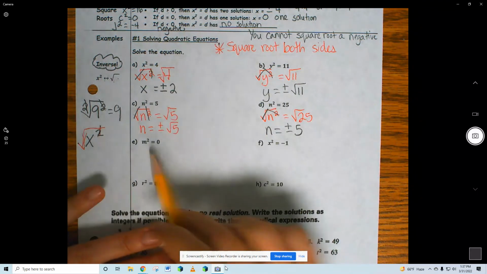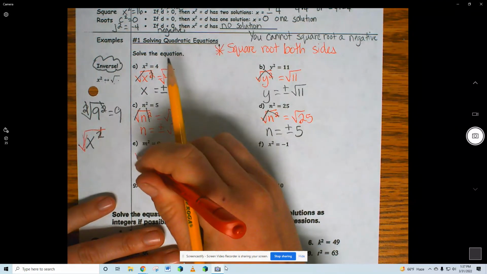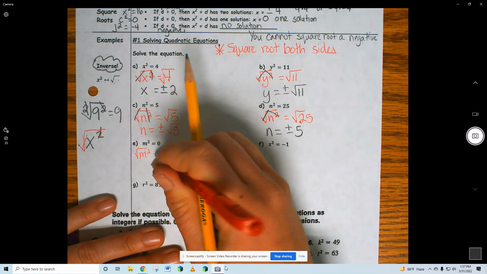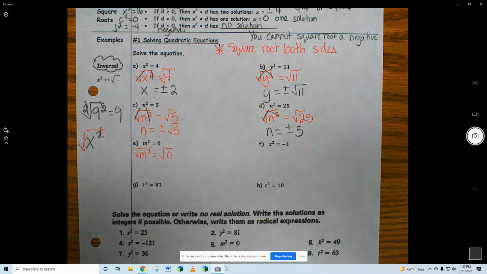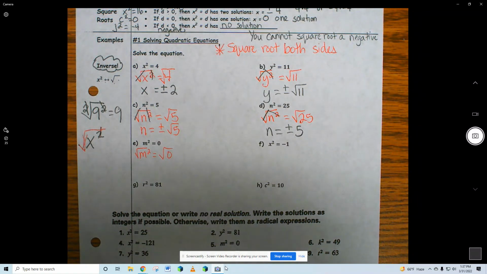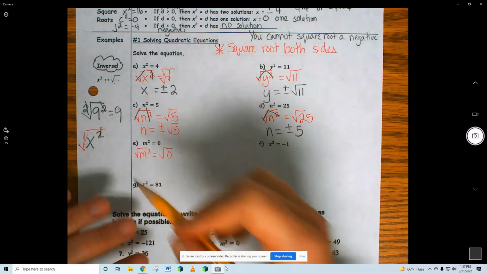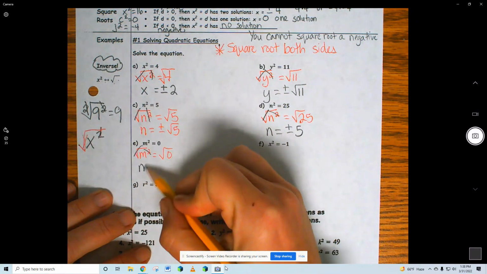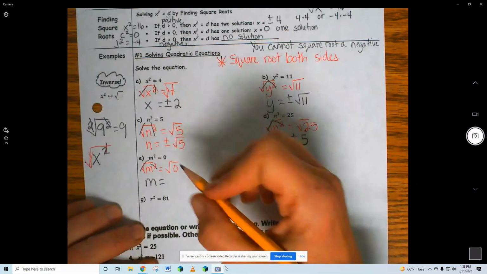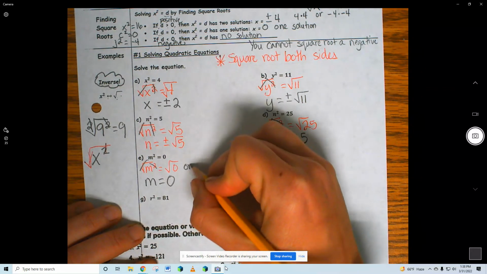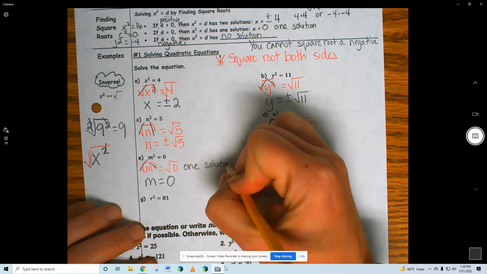Zero. Square root it. Square root of m squared equals the square root of 0. The squared and the square root cancel. Up here, if d equals 0, then it has one solution. Just 0. One solution.